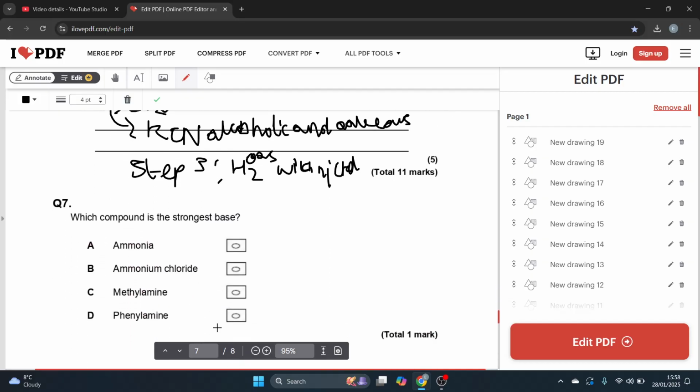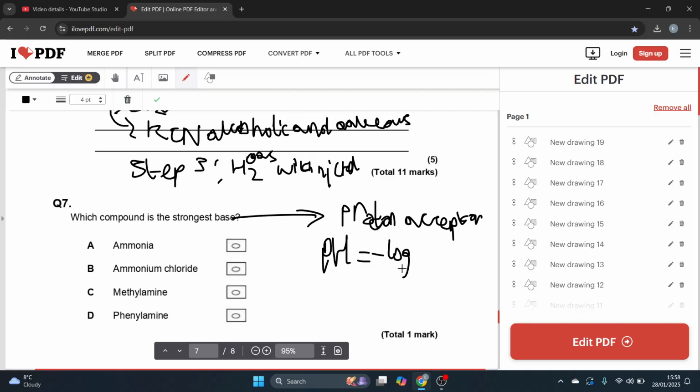Question 7, which compound is the strongest base? Now, strongest base, what does base mean? Proton acceptor. So, if it's a proton acceptor, what's going to happen to pH? Well, actually, this is not really that relevant for this one, but let's just go through it. If it's going to accept a lot of protons, H pluses, the pH will decrease.